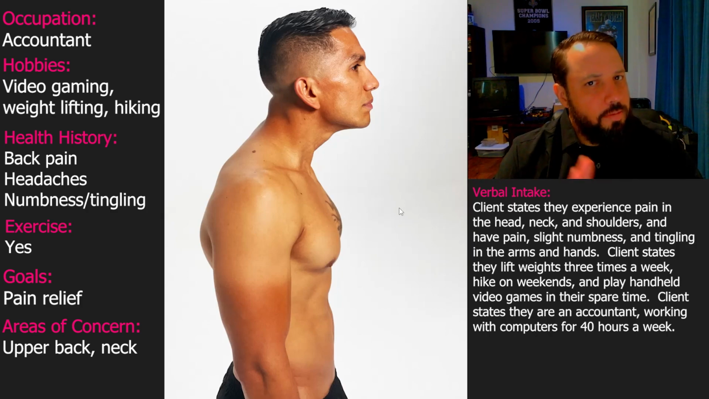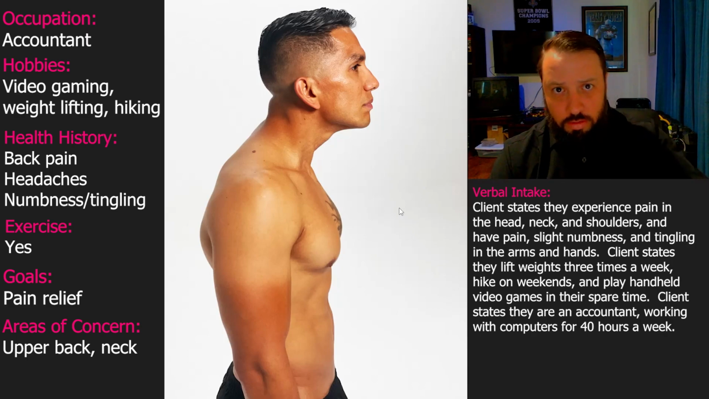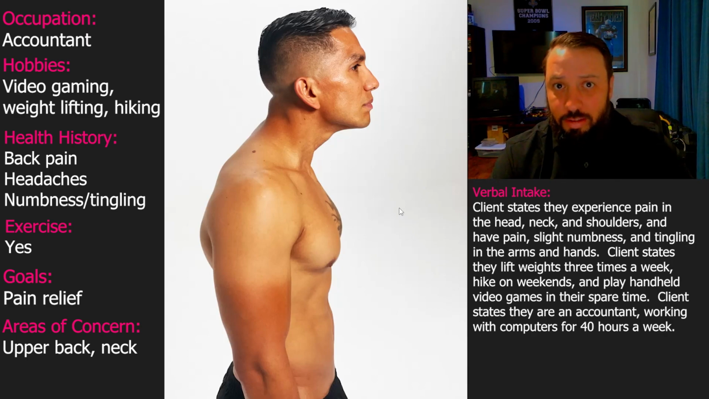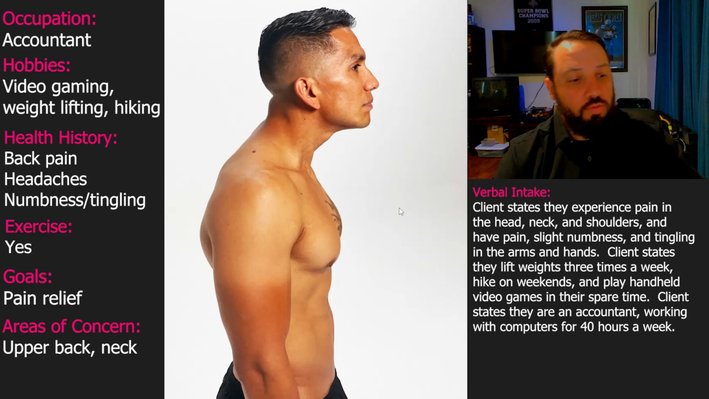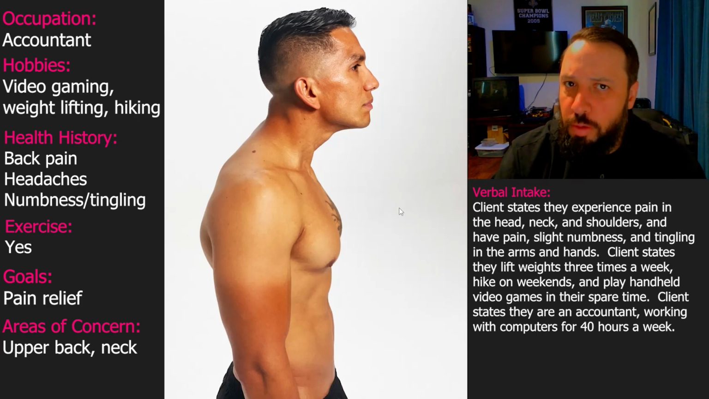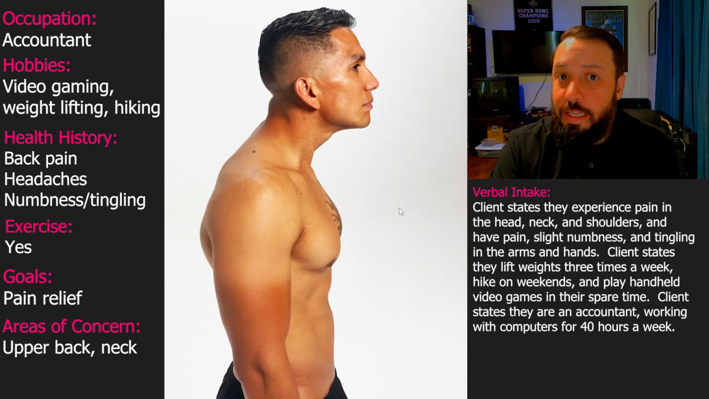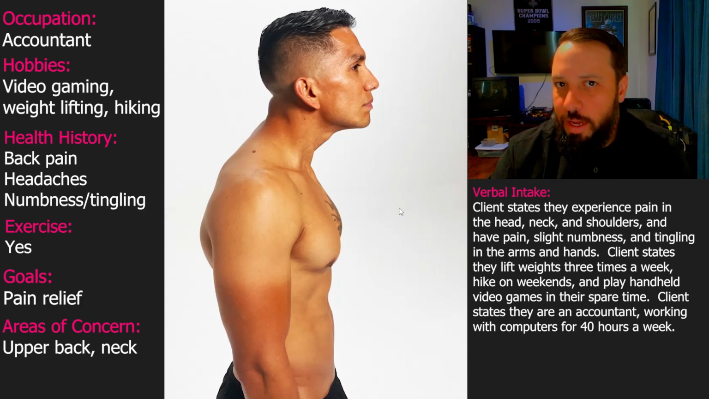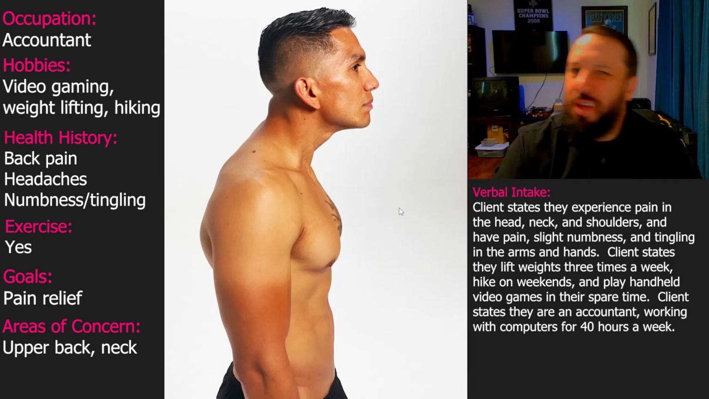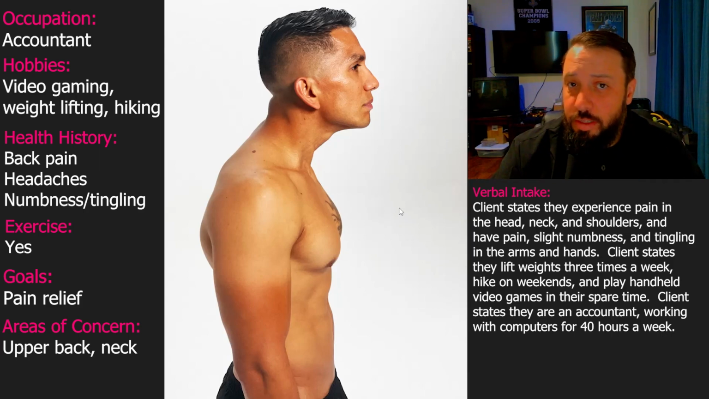Okay, so areas of concern: upper back and neck. Just based on that, I'm assuming that the back pain and headaches are where this client is experiencing the pain the most, and that's where they want the most pain relief. Okay, so let's go through the verbal intake. So what the client is actually saying to us, when we ask our clients to kind of explain their situation, what is this client saying to us?